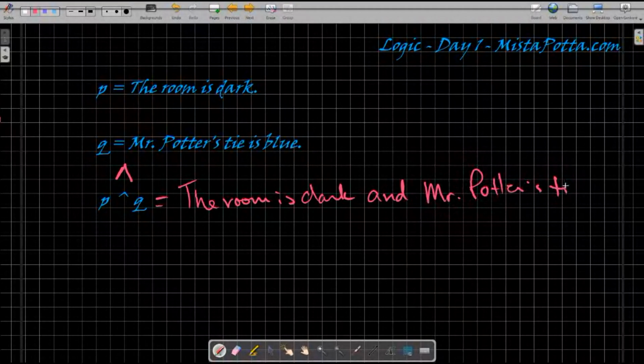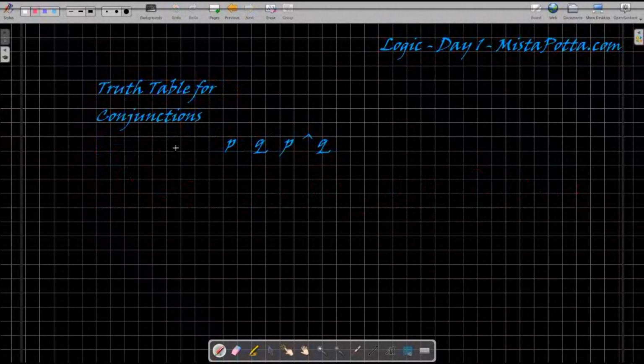and Mr. Potter's tie is blue. The symbol is this caret, and the key word that we're going to be using for a conjunction is and. So whenever I want to do a conjunction, I'm going to put two statements together with the word and in between. Now, if the first part's true, the second part's true, and makes them both true. Or is actually something we'll talk about in another lesson.